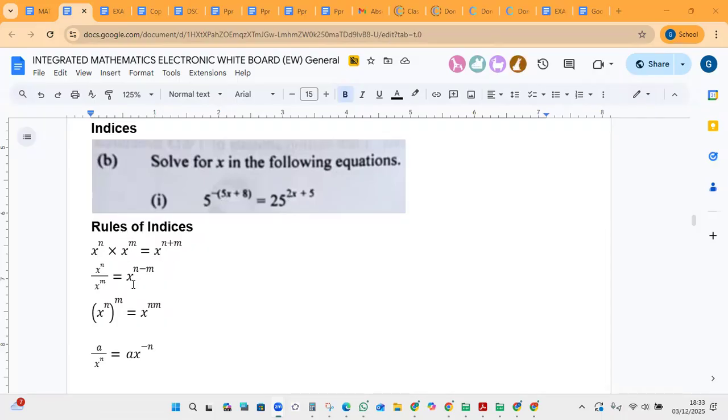Now here we need to know the rules of indices. When you multiply and the base is the same, you just add the exponents. When you divide and the base is the same, you subtract the exponents. When you have powers raised, you just multiply the exponents. If you have a negative exponent, it comes down as a denominator. If it's down as a denominator, it can come up as a numerator. So you have to know these laws of indices.